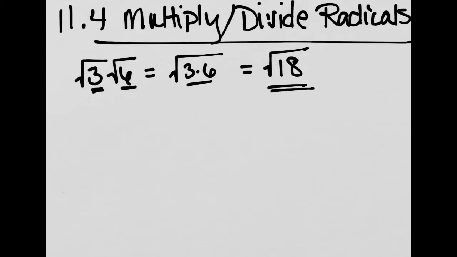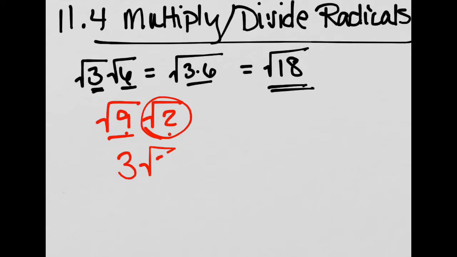Now I still need to simplify, so I'm going to go ahead and take those factors of 18, which would give me the square root of 9 and the square root of 2, and I'm going to separate it into factors again. By simplifying, this square root of 9 becomes 3. This would remain within the radical symbol, and that's our simplified version.